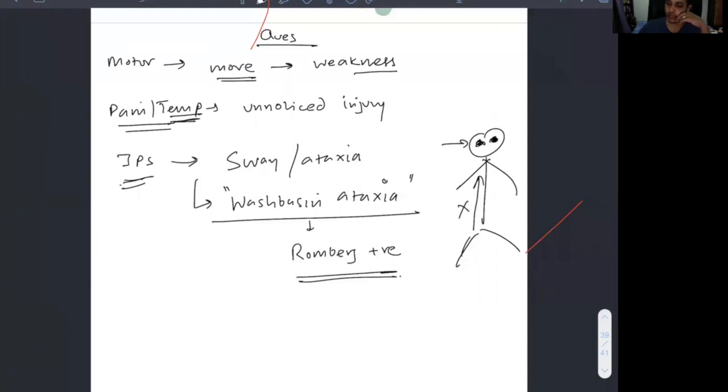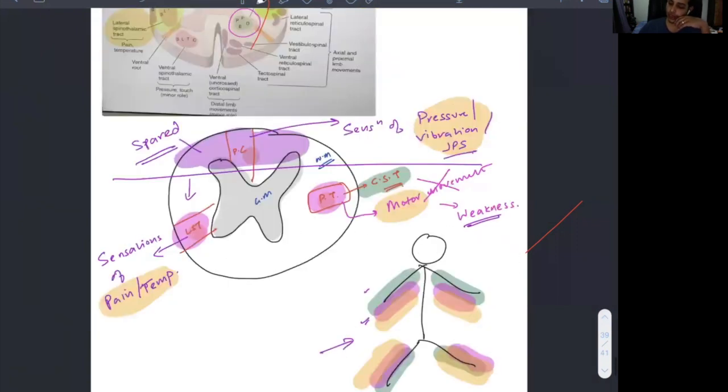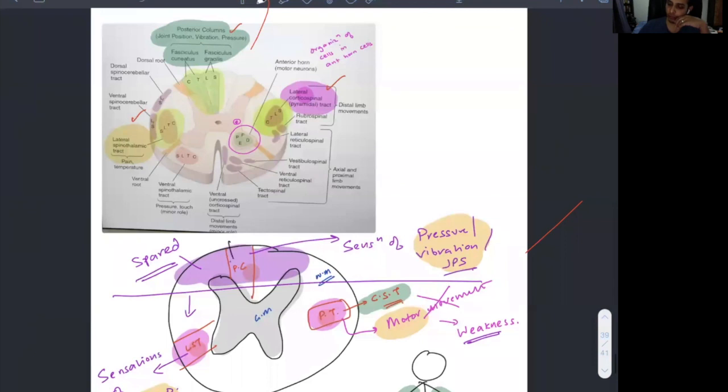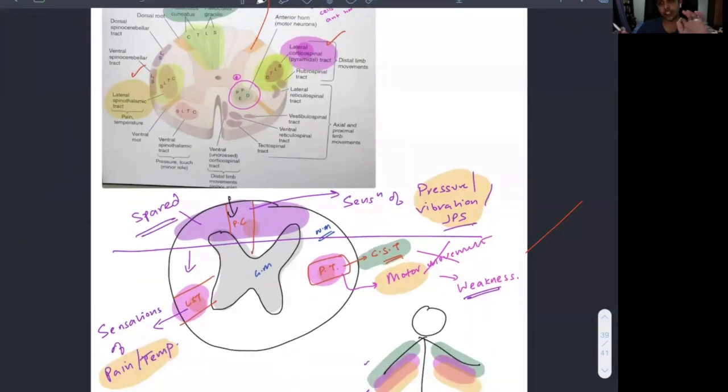So it is there in the word itself. You can sense the position of your joints. So your posterior tract, the dorsal column, is responsible for sensing the position in which all your joints are. So your spine, your hip, your knee, your ankle, your toes, these are all joints. And are these joints flexed, extended? By how much are they flexed, extended? This sense is given to your brain through the posterior column.